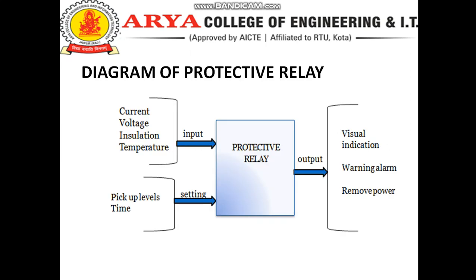This is the basic diagram of a protective relay, where the input quantity is the current, voltage, insulation, and temperature, and the pickup level or time is the setting. We give the input to the protective relay and the output is in the form of visual indication, warning alarm, and removing power.